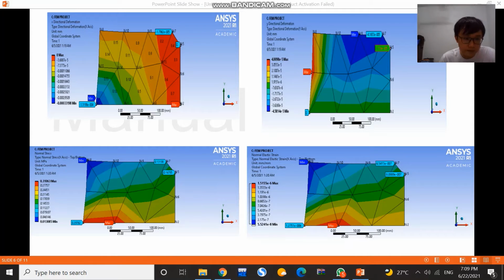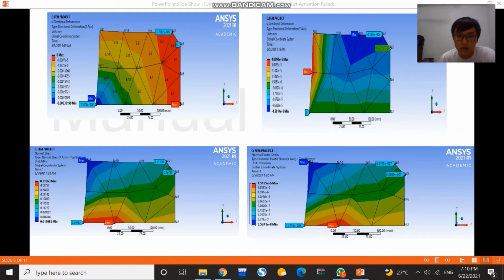This is the result for the normal stress. This is the minimum normal stress, and this is the maximum normal stress. The results for normal stress at point A, point B, and point C are shown here, and the result will be shown in the table on the next slide. For the result of the normal elastic strain, this is the minimum normal elastic strain, and this is the maximum.